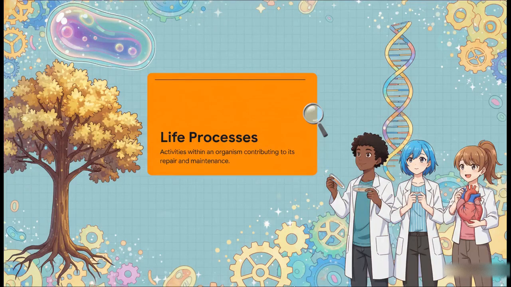So, to really understand how organisms survive, we first have to tackle the concept of life processes. Now, what exactly does that mean? Well, life processes are basically a set of interconnected activities within an organism that collectively contribute to its repair and maintenance. Whether we're talking about a microscopic single-celled amoeba, a giant oak tree, or a human being, these processes are the non-negotiable requirements for survival. They are quite literally the boundary line between the living and the non-living.